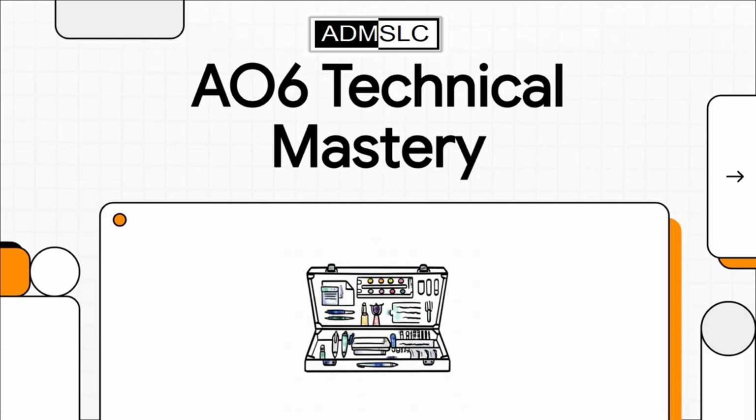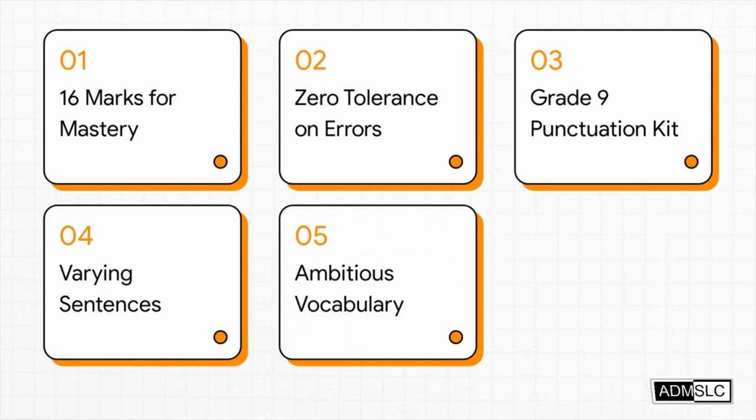Welcome to The Explainer. Today, we're getting into something huge, those 16 marks that can seriously make or break your GCSE English writing grade. I'm talking about Assessment Objective 6. And look, this isn't just about being correct, it's about achieving total technical mastery. So, how are we going to do this?